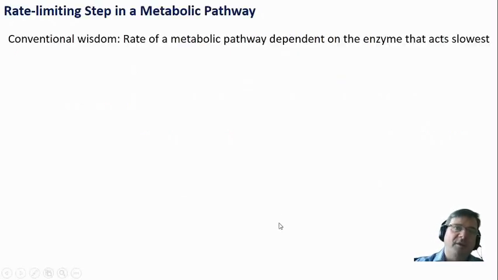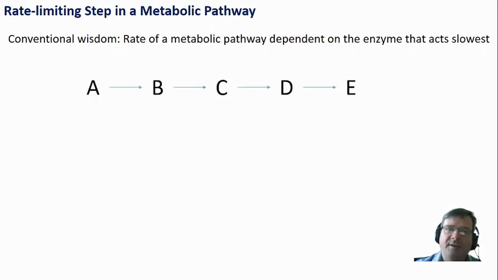So, if we think then about a particular metabolic pathway, this goes back to when Buchner first started to dissect the fermentation pathway within yeast, there was the conventional wisdom that the rate of a metabolic pathway was dependent upon the enzyme that had the slowest rate of catalysis, the slowest activity. So here we can see I've got a metabolic pathway going from A to B to C to D to E. So these are, if you like, the substrate and its intermediates, with the product being E. So this is the substrate A, then we've got intermediates B, C, D, and E.